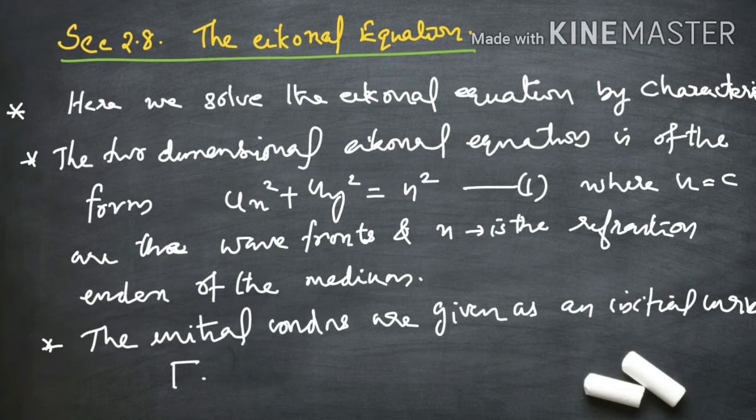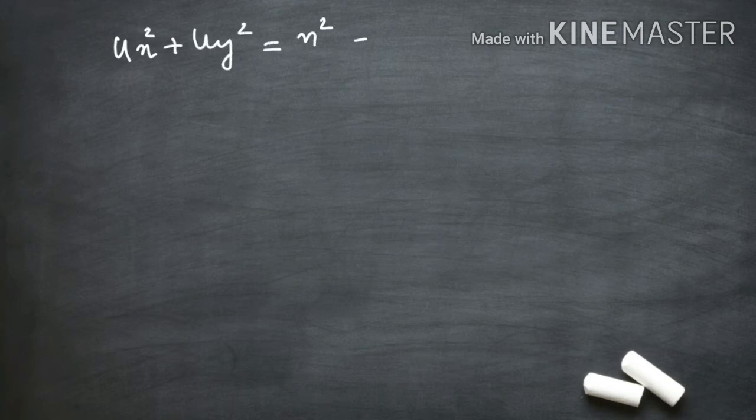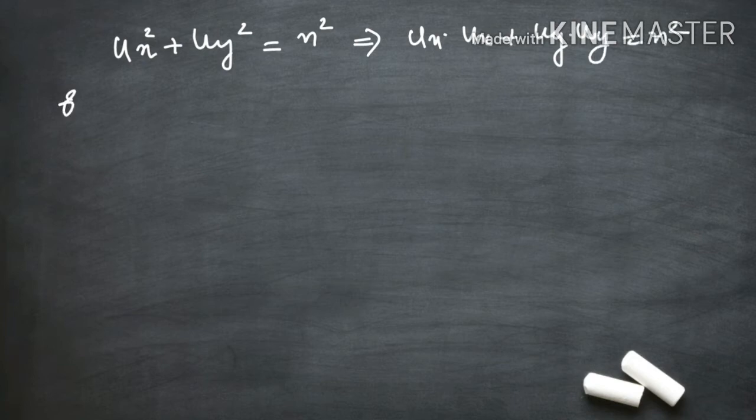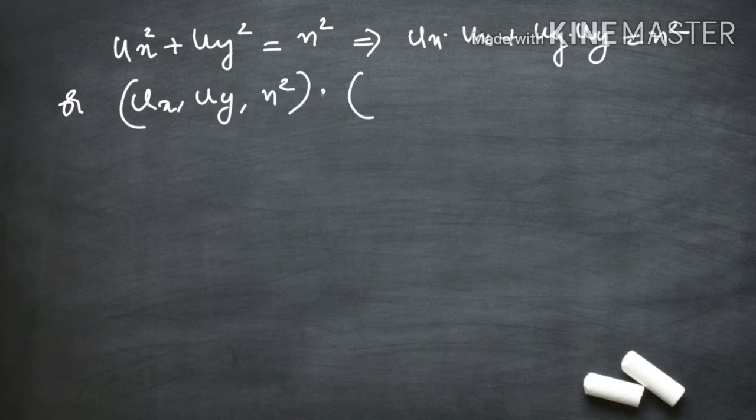Now, in order to find this solution, first we look at equation number 1, that is ux square plus uy square equal to n square. Actually, when writing in the standard form, this is ux into ux plus uy into uy equal to n square, or it can be written as the dot product of the two vectors (ux, uy, n square) dot (ux, uy, minus 1) equal to 0.